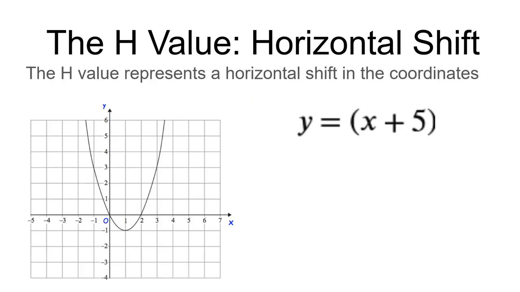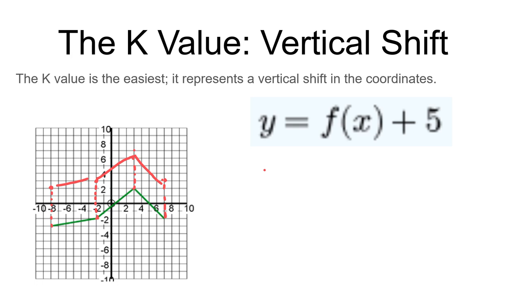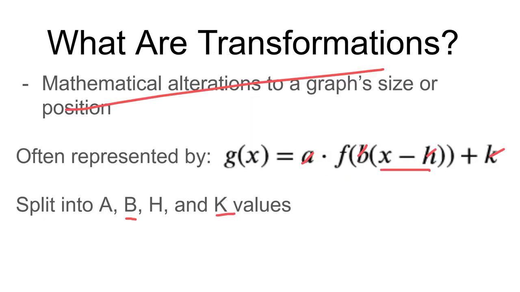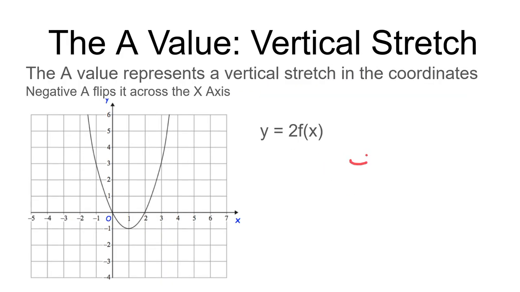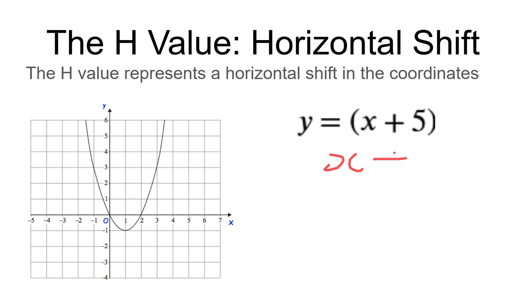Now, this is the h value, the horizontal shift. This one's a bit more difficult because there's some nuance to it. Because this is x minus h, let's just visualize that. x + 5 = 0. This is essentially what it means. And so x must equal negative 5.